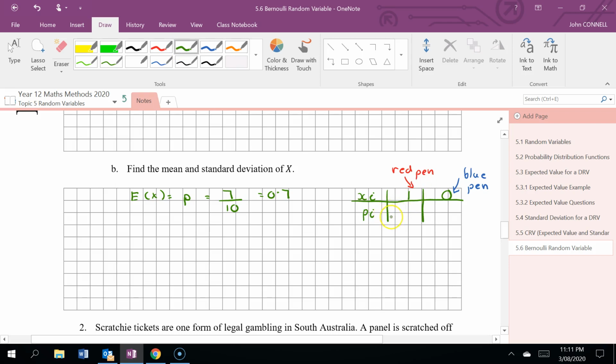Now, probability of getting a red pen was 7 out of 10, so it's 0.7. Blue pen is going to be 1 take 0.7, which is 0.3. So then, the standard deviation is the square root of 0.3 times 0.7. So it's the square root of 0.21, and that is equal to 0.458.